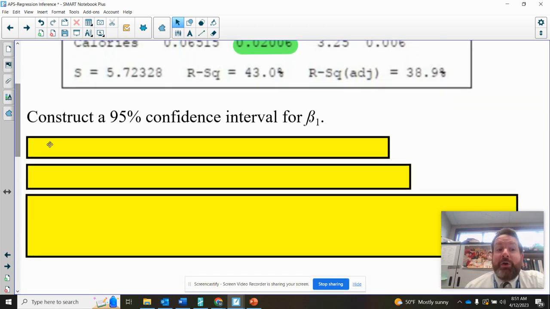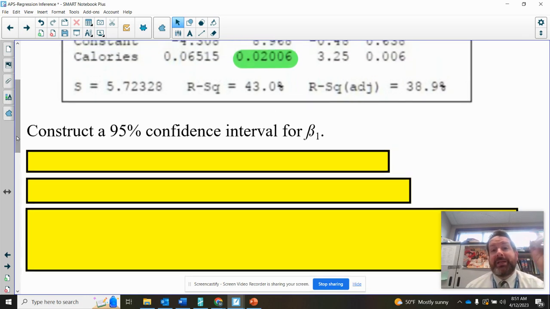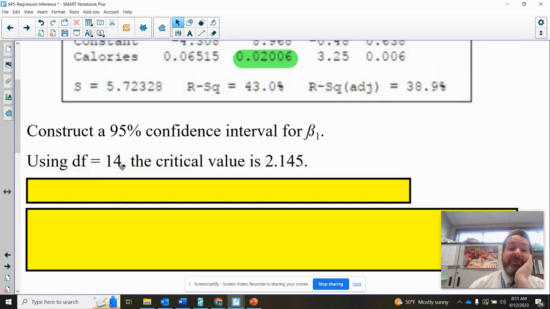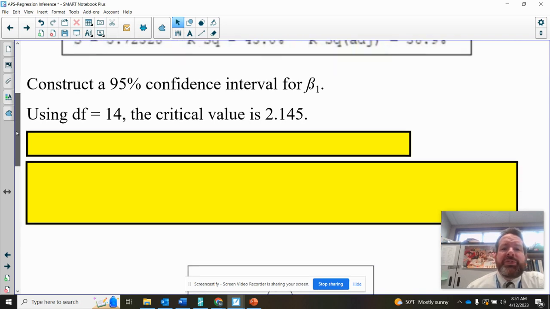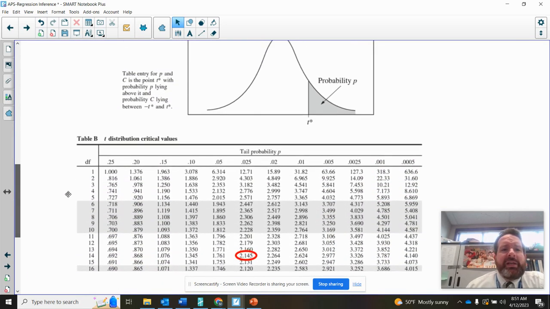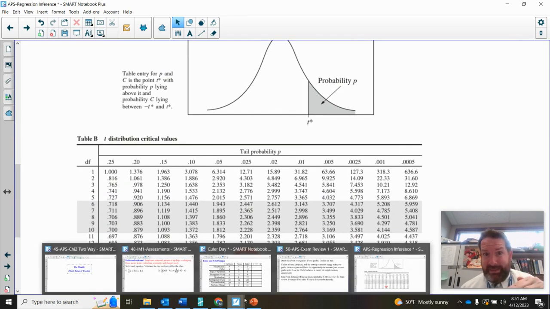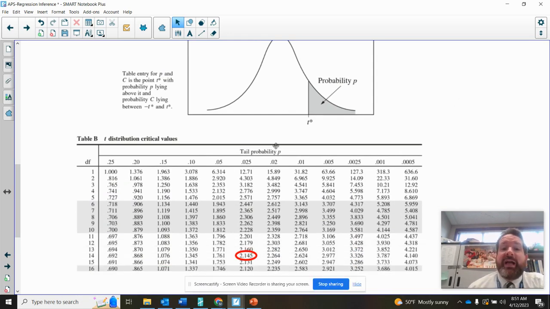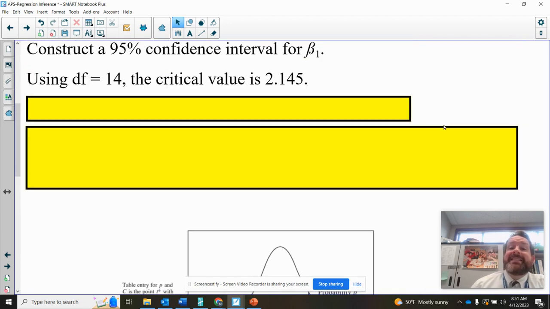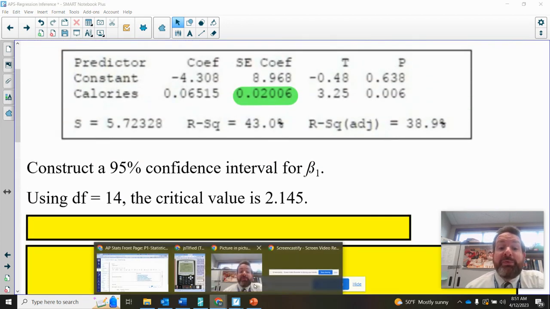When we're talking about slopes, you're going to use t's, and your degrees of freedom is n minus 2, where n is your number of points. So 14 degrees of freedom, two ways to get this number. One is to use your formula sheets. Take a look at your t distribution. The confidence level would be at the bottom. I just didn't copy the whole page, but for a 95% confidence level and 14 degrees of freedom, 2.145.